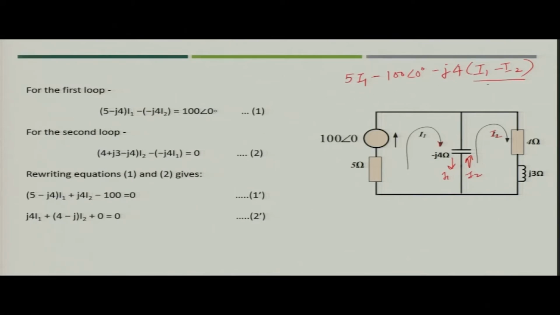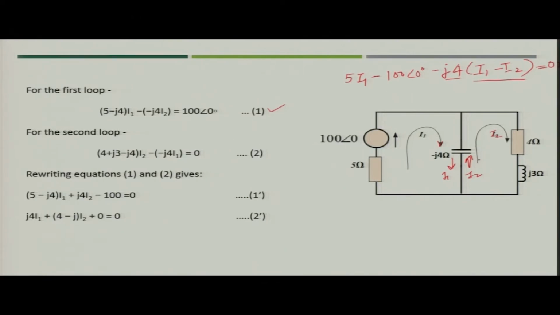So, now you have got this equation. If you rearrange, you will get (5 minus 4j) into I1 minus 4j I2. This will become plus, and then 100 would be on the other side. So, you will get the first equation for mesh 1.